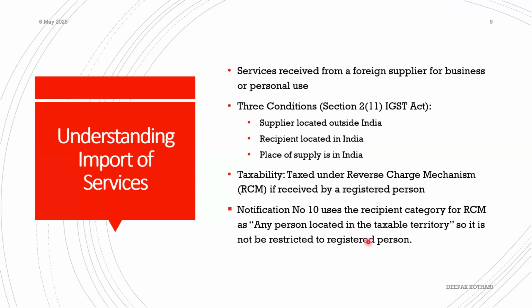Can we look at some examples of services which are import of services but not OIDAR? Yeah, anything other than OIDAR will become import of services. A good example would be when you are constructing your house in India and there is an architect. The architect is a foreigner who is providing you the services of the design and blueprint and other things. This will be treated as import of service because the place of supply is in India. That's the place where the immovable property is located.